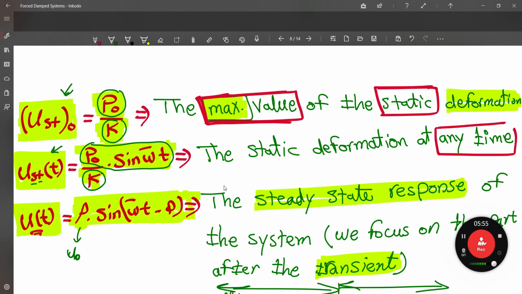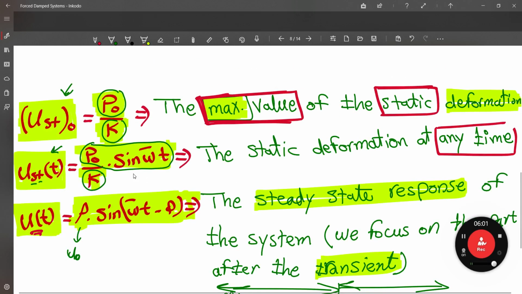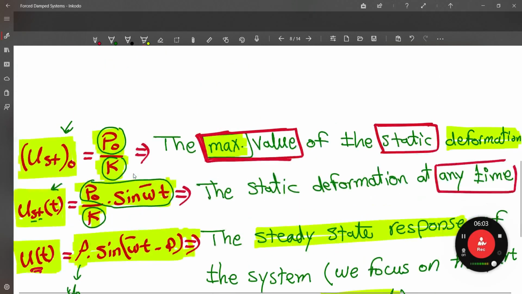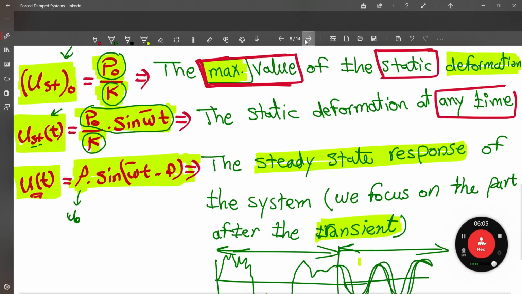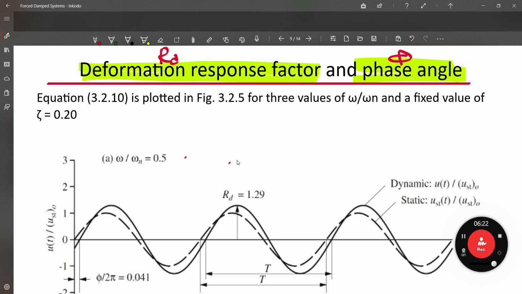Keep them in your mind, and I'm going to revisit them from time to time to remind you of them. Okay, now let's go to the graphical representation and see how we are going to deal with it. So we are going to have the graphical representation for the deformation response factor and the phase angle. As I said before, this is RD, this is phi.